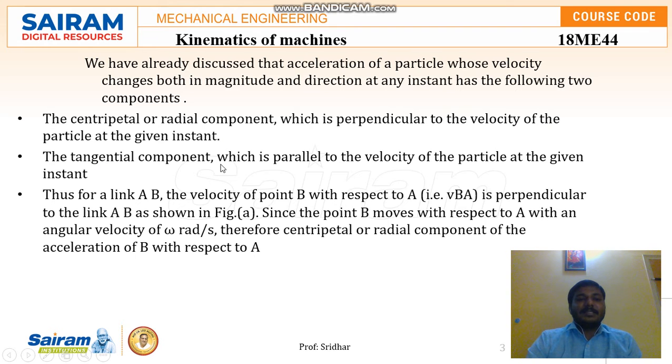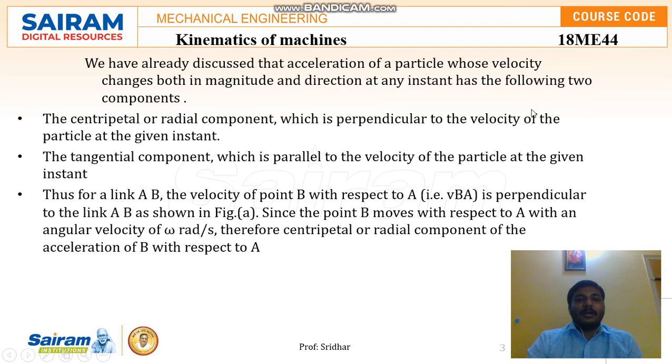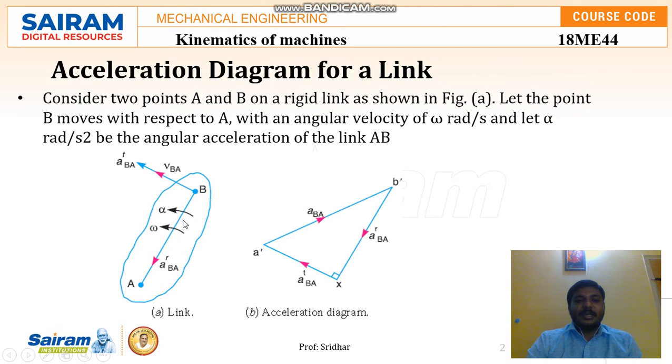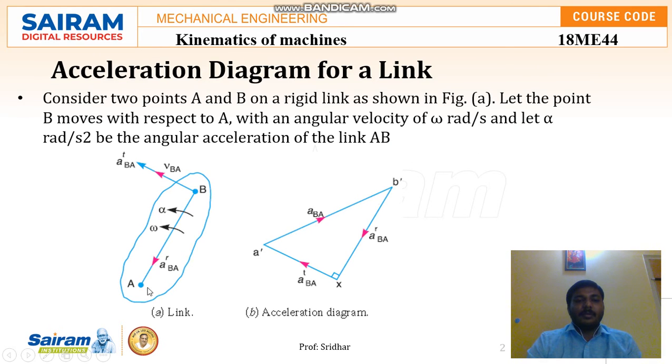The next one is the tangential component. Here we can see both the radial component and the tangential component. These two components form the acceleration. Thus, for the link AB, the velocity of the point B with respect to A is perpendicular to the link, as shown in AB. This is perpendicular to B, which has the links at A and B.